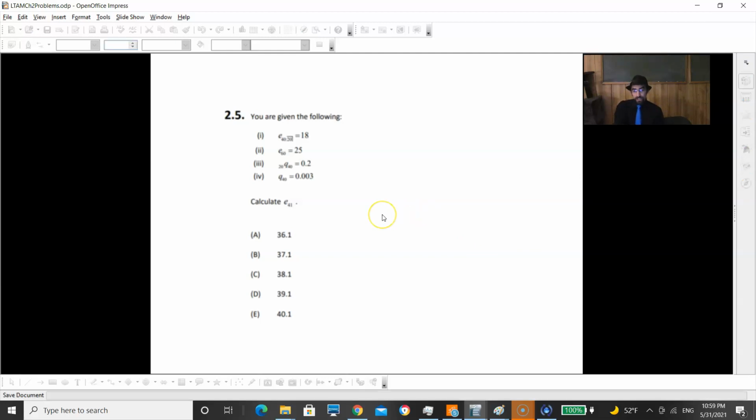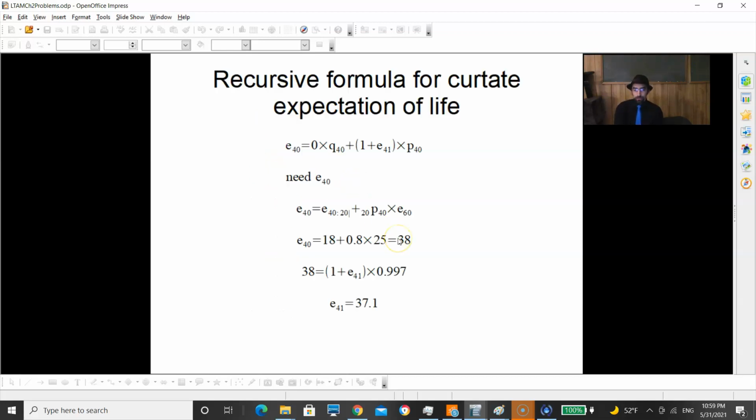And the strategy is we want to calculate curtate expectation at age 40. We can do that given probability of surviving 20 years and e_{40:20}, I guess, and e_60. Sorry, this is q40, not q60. I misread it at first. But then to go from e40 to e41, we use a one-year recursion. And so going through that in more detail.